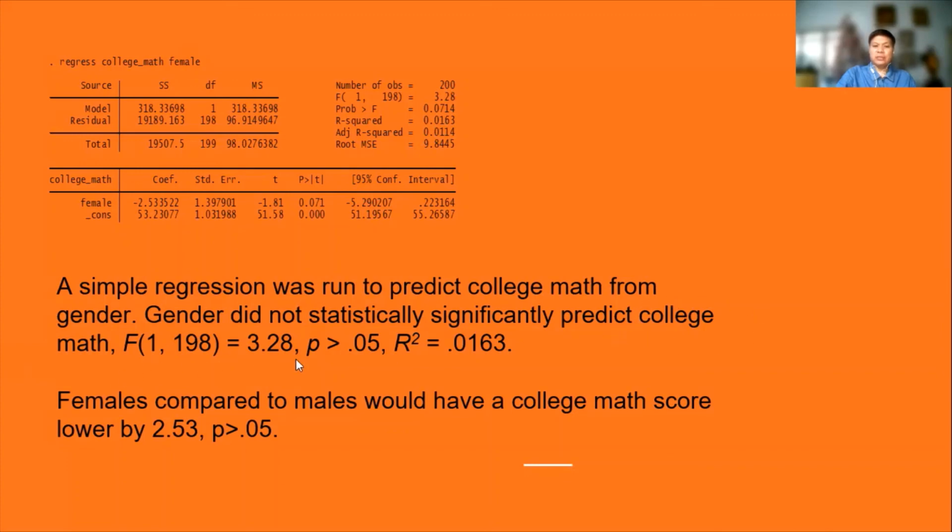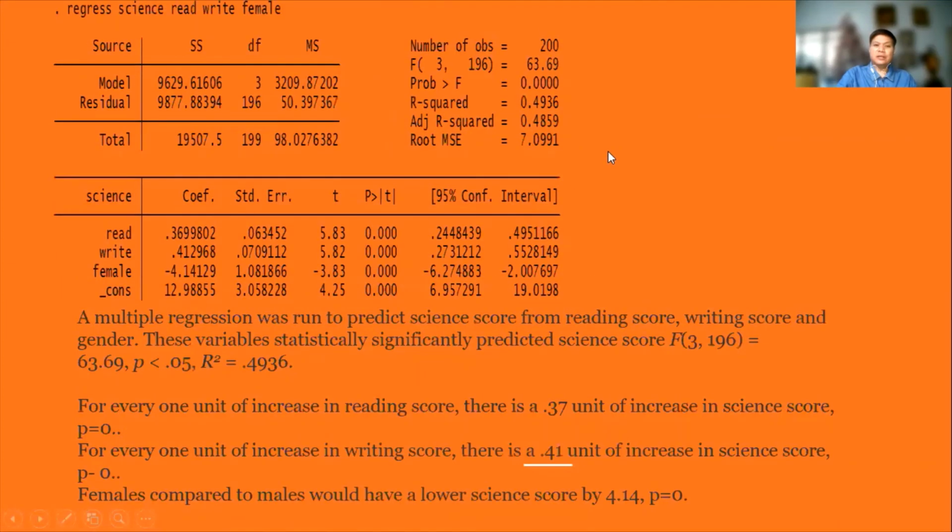Okay, and then you have these numbers. And then the one that I told you just a while ago, females compared to males, or female students compared to male students would have a college math score lower by 2.53. P is equals 0.071, or P is greater than 0.05. Okay, so hindi siya predictor, no, si gender.